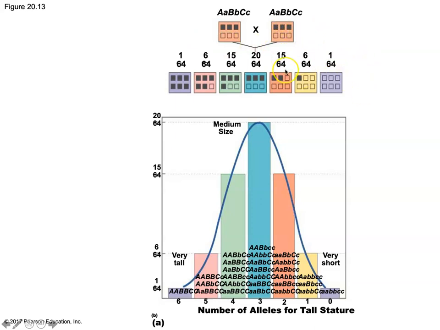This is because there are multiple genes that encode for height. There are also multiple genes that encode for skin color. There are multiple genes that encode for eye color. This is why it's possible to have spectrums of these various traits.